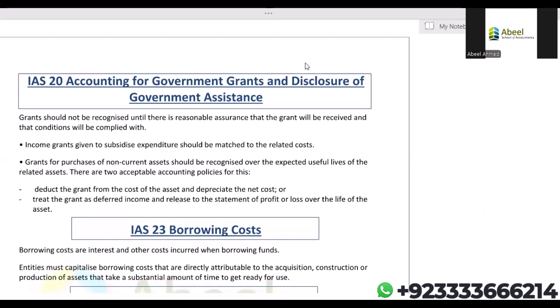So it's the second live revision class. In the previous class, we discussed just one IAS, that is IAS 16, Property, Plant and Equipment. In today's class, let us cover more than one small IAS revision.